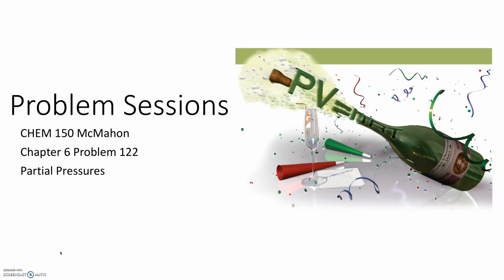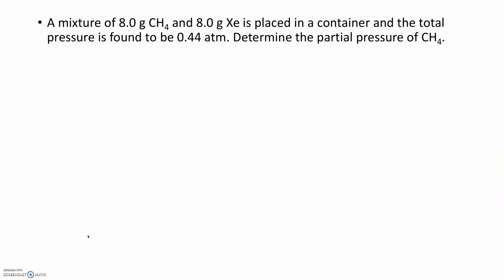In today's problem solving session, we are doing the gas laws and we're working on a chapter 6 problem, number 122, which deals with partial pressures and mole fractions. So the problem reads, a mixture of 8 grams of methane, and you should know that this is methane because it is one carbon, and we've done our organic nomenclature. So a mixture of 8 grams of methane and 8 grams of xenon is placed in a container, and the total pressure is found to be 0.44 atmospheres. Determine the partial pressure of methane.